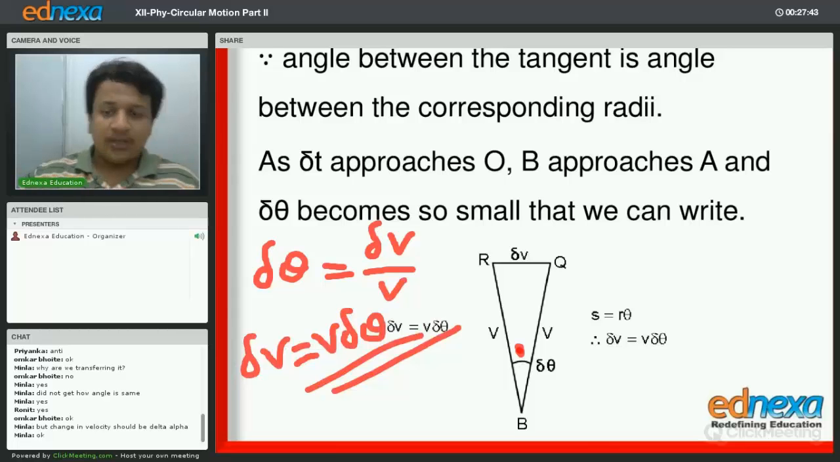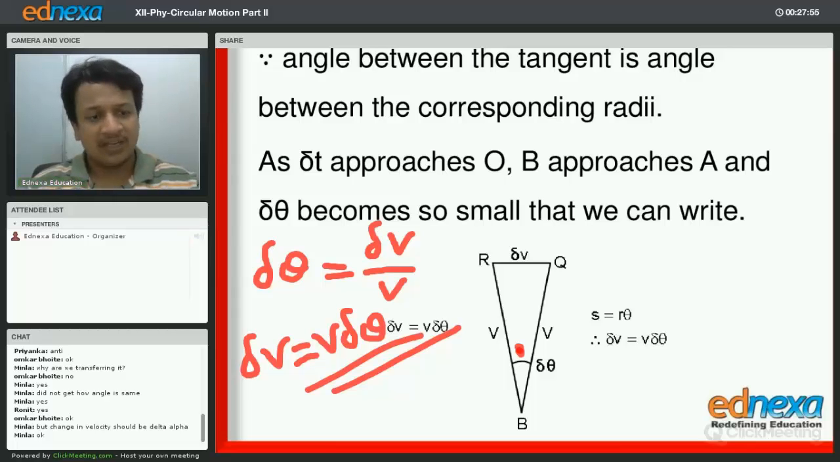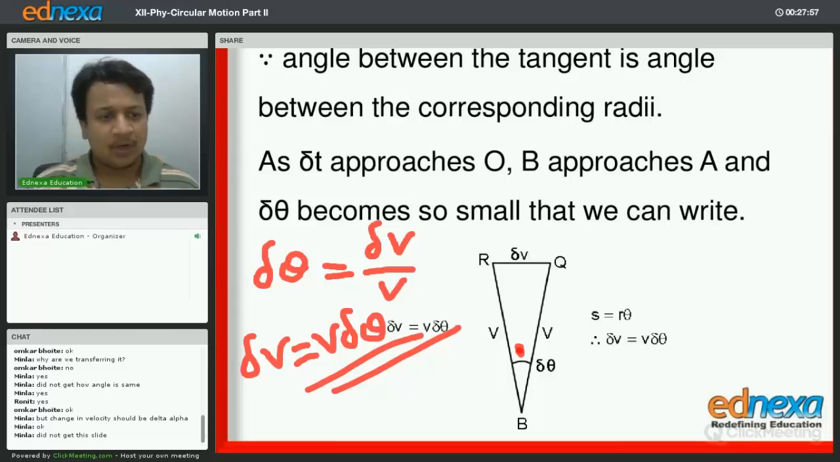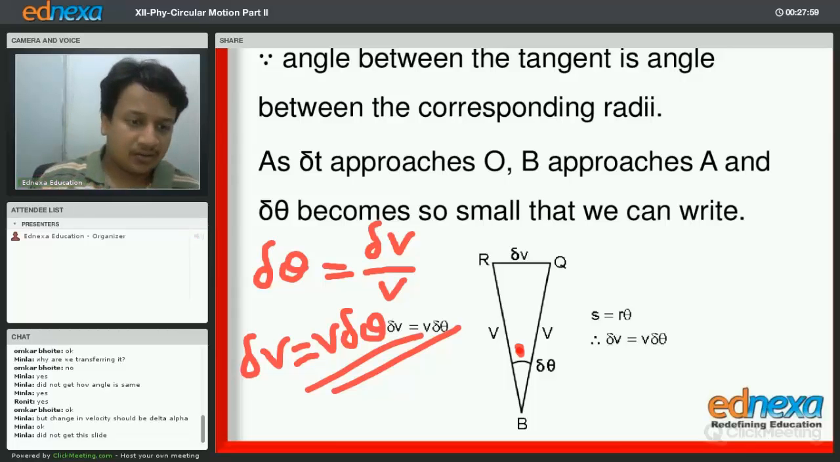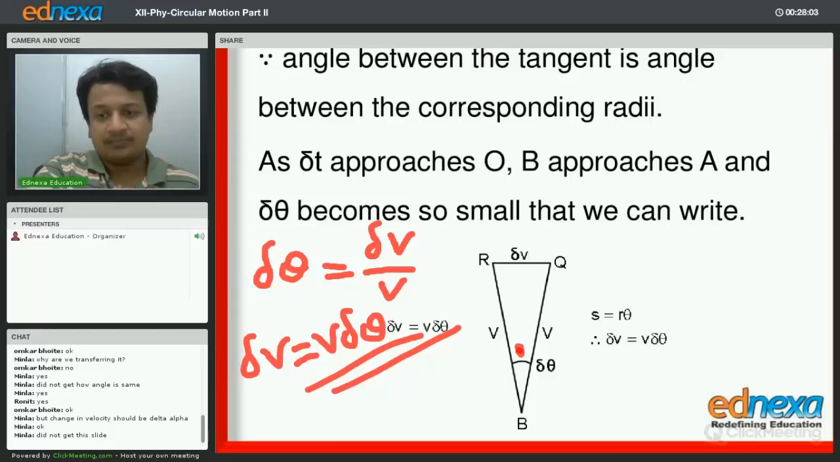Are you getting till this point? If yes, then please click on agree. If you are having any doubt, if you are not getting it, you can click on disagree, because it is a little bit difficult, tricky point. Did not get the slide? Okay, I will explain once again.